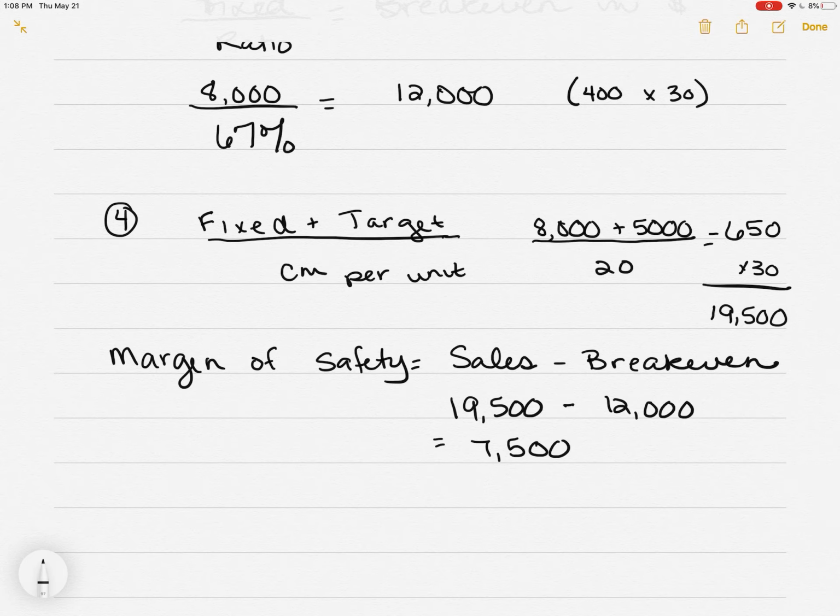If I want to look at this as a percentage, I would just take that 7,500 and I would divide by 19,500. So I'm going to take my margin of safety and divide by those sales, and that will give me the percentage I need, which is about 38%.